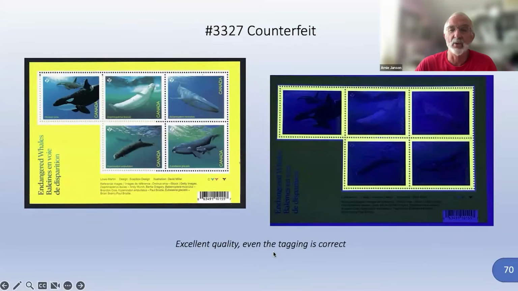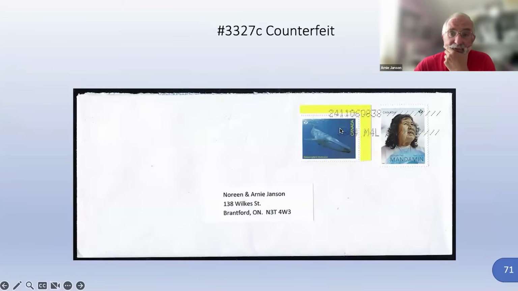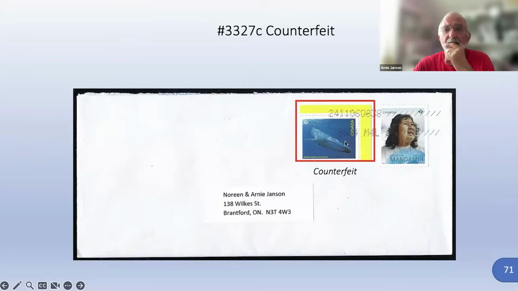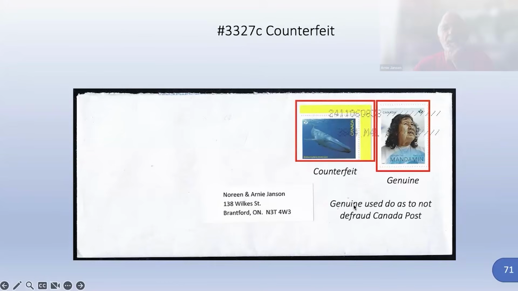So excellent quality, even the tagging is correct. Just that they came from China. I bought 10 of these sheets from a seller in China at far less than face value. This is a counterfeit used on cover. I mailed it to myself with proper postage still, but this is an example of a philatelic counterfeit.